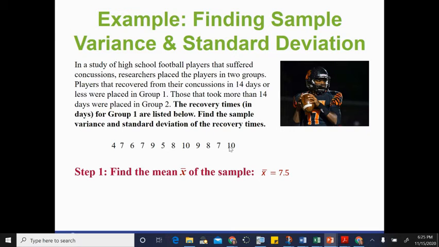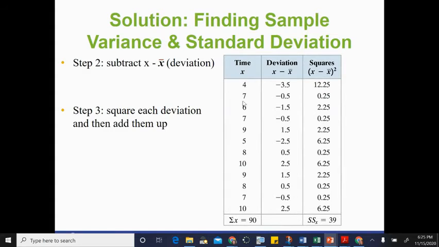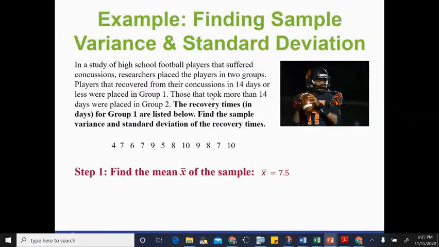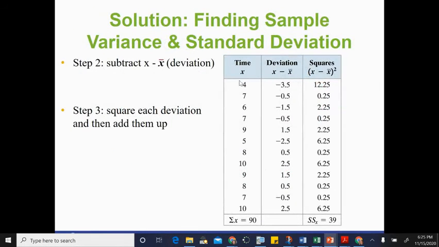That's step 1, okay? Step 2, take each of their recovery times and do that number minus the average, which remember we said the average was 7.5. So we're going to do 4 minus 7.5, we get negative 3.5. 7 minus 7.5, we get negative 0.5. 6, et cetera, et cetera. And then square all those answers. Okay? Step 2, subtract. Step 3, square them.